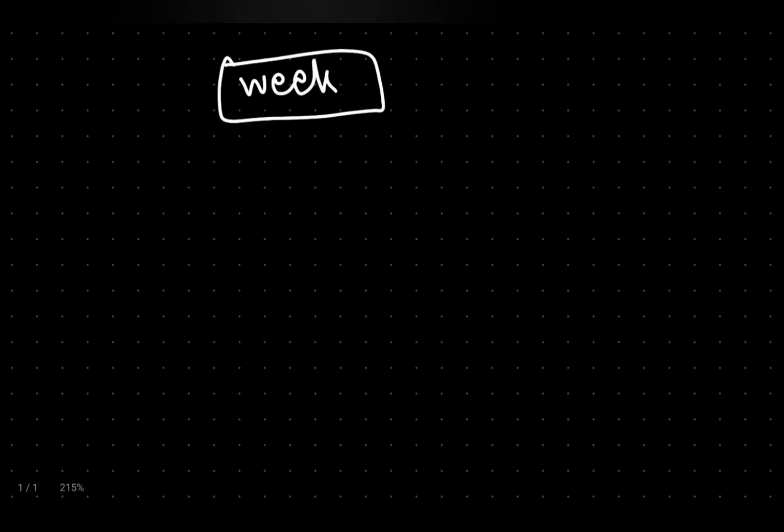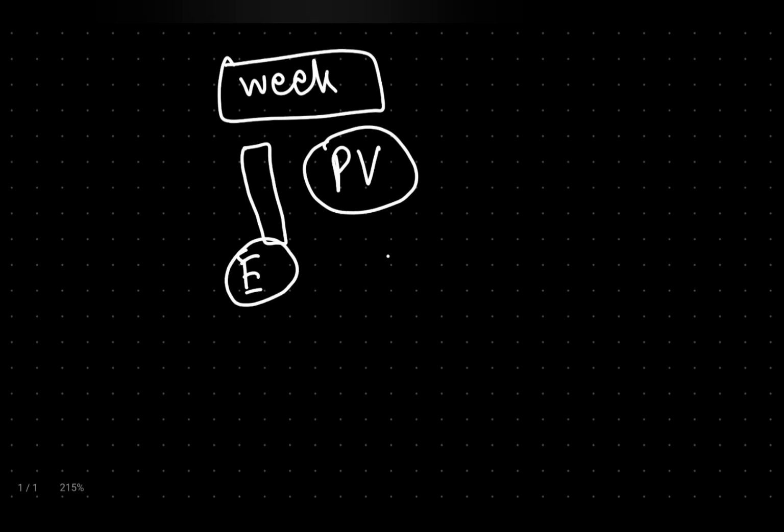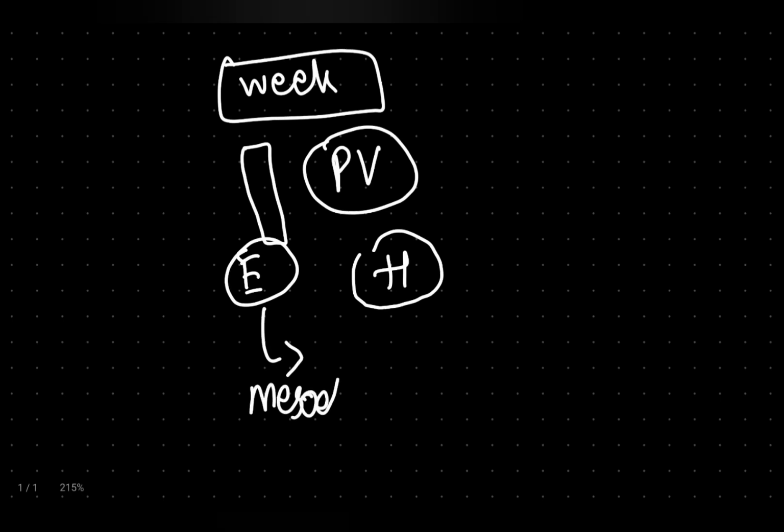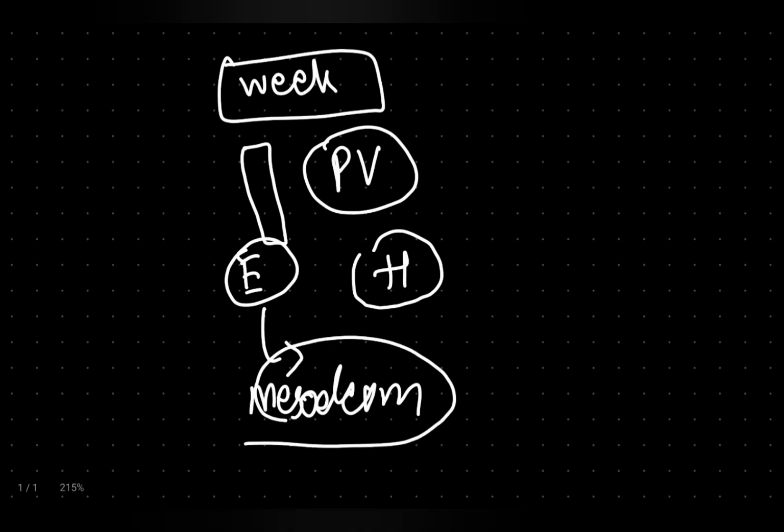In human development week 2, syncytiotrophoblast enters into the wall of the uterus and primary villi are formed. And the embryoblast is finally converted into epiblast and hypoblast. Epiblast forms extra embryonic mesoderm. So all this happens in week 2 of development.